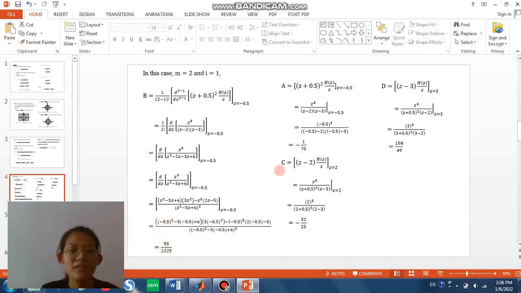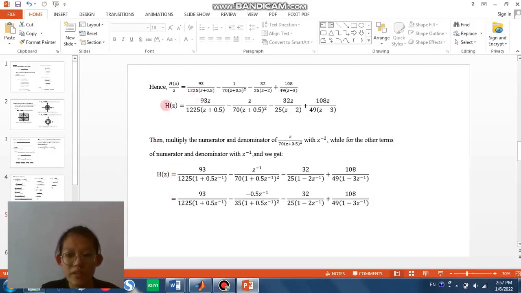To find A, C, and D, we use the same formula as in question 2a. Hence, A is equal to -1/70, C is equal to -32/25, and D is equal to 108/49. Hence, we get H(z) equal to these equations. Then we multiply the numerator and denominator of the z/70 bracket z plus 0.5 squared term by z to the power of -2, while for the other terms, the numerator and denominator are multiplied by z to the power of -1, and we get H(z) equal to these equations.